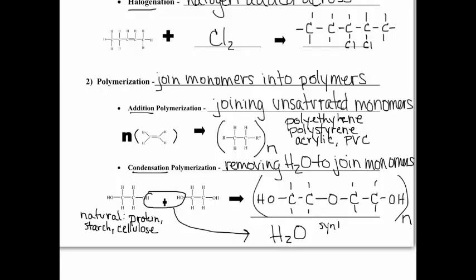Synthetic examples of condensation polymerization would be silicone, like silicone caulk. That's synthetic. Polyester, also a really durable fiber for making fabrics and whatnot. Nylon, I think pantyhose, and some plastics.